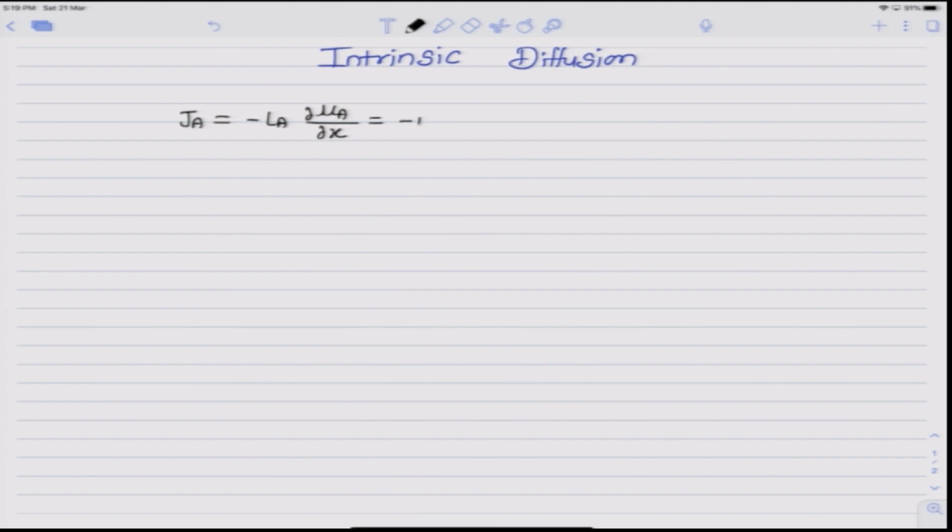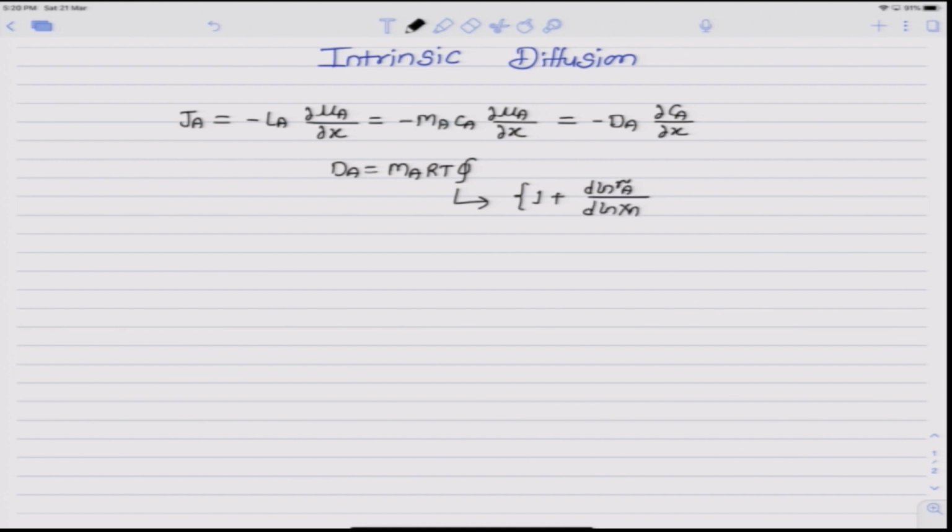In terms of mobility, we can write it as minus M_A C_A ∂μ_A/∂x, where M_A is the mobility of A and C_A is the concentration of A. And in terms of intrinsic diffusion, we wrote minus D_A ∂C_A/∂x, and we derived the relation D_A is equal to M_A RT φ, where φ is the thermodynamic factor, which is nothing but 1 plus d ln γ_A over d ln x_A. Gamma A here is the thermodynamic activity coefficient.